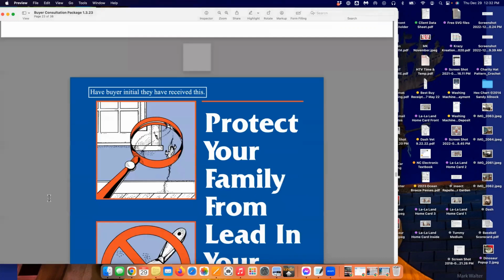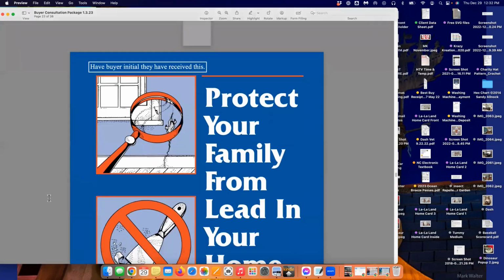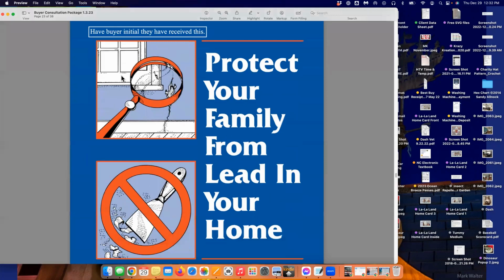Then we have the EPA booklet on lead-based paint. Please have the buyer initial that they have received this booklet. Again, we're educating. You don't know when you have your first meeting that they're not going to buy something that was built prior to 1978, and they need to have the information as they go through the purchase process. And having them initial it guarantees that we know that they have seen it.